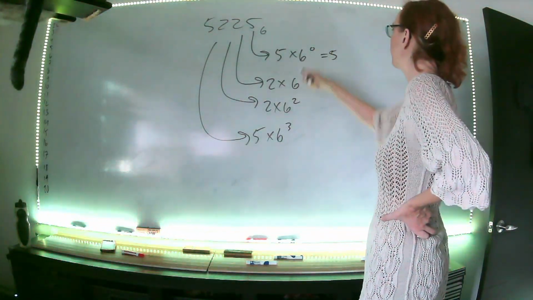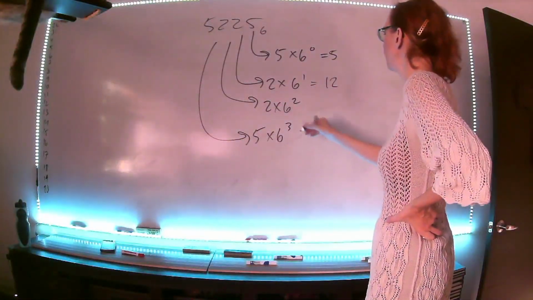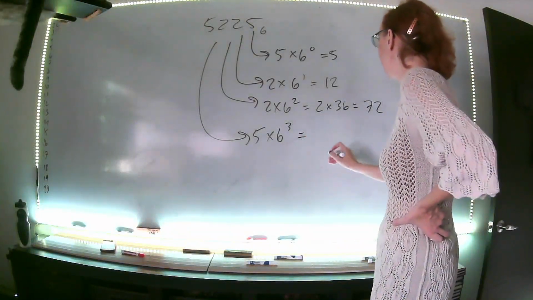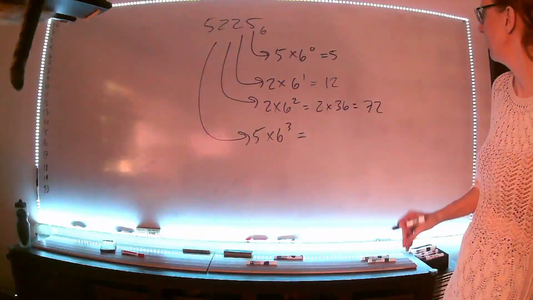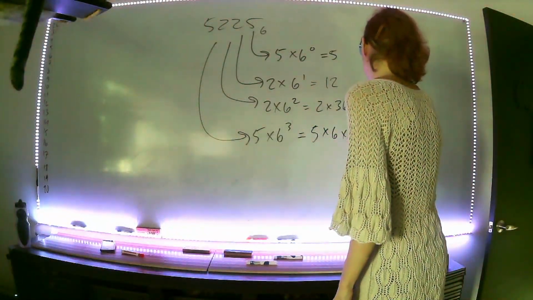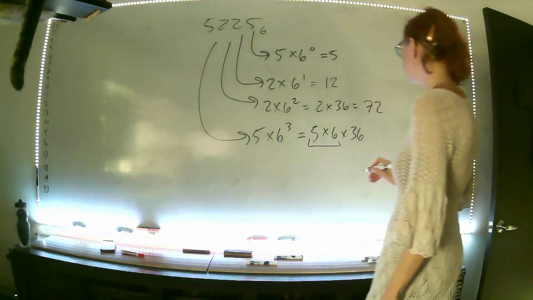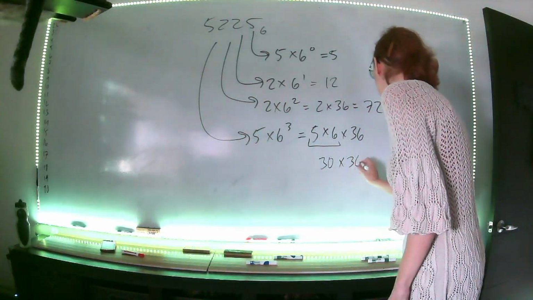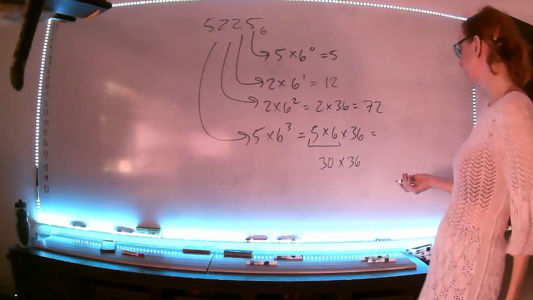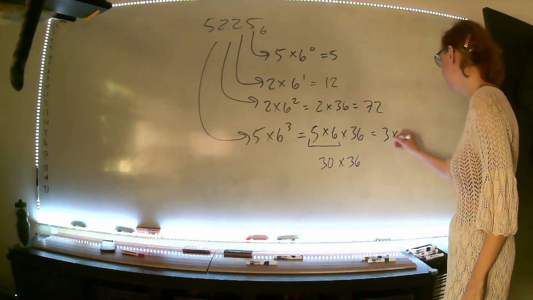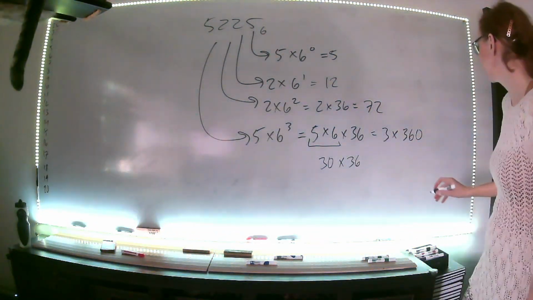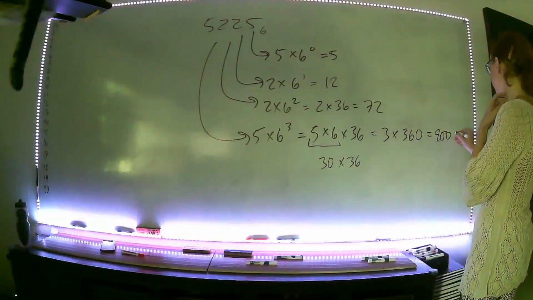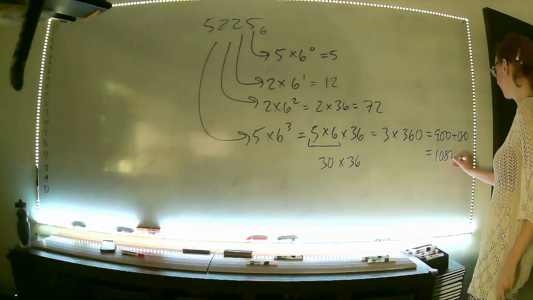Okay, so this is just a 5 because this here is a 1. This is just a 12 because it's 2 times 6. This is a 2 times 36, which sounds a lot like 72. And this here is 5 times something I don't really even want to think about. It's 5 times 6 times 36. So let's do the 5 times 6 first because it's kind of easier. 5 times 6 sounds like a 30, so I have 30 times 36. 10 times 36 is pretty easy. So this is 3 times 360. The 3 times 300, that's going to give me a 900. And the 3 times 60 is going to give me 180. So I'm looking at 1,080.